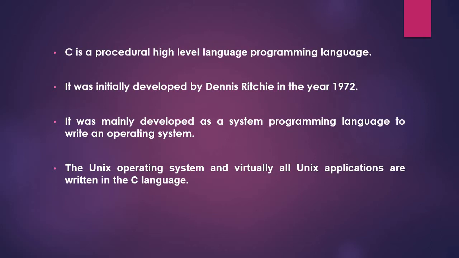Initially it was developed by Dennis Ritchie in the year 1972 and was mainly developed as a system programming language to write operating systems. For example, the Unix operating system was written in the C programming language, and later its applications were also written in C, and many more operating systems that we are using now are written in C.